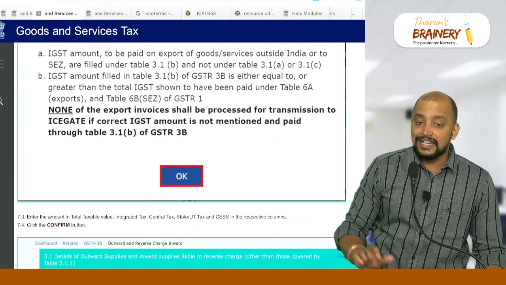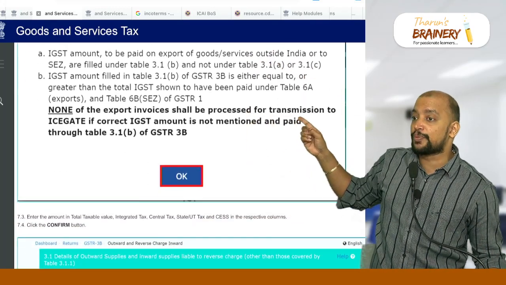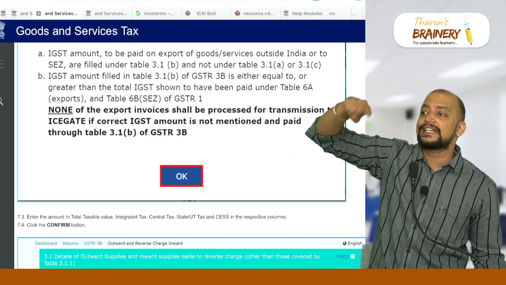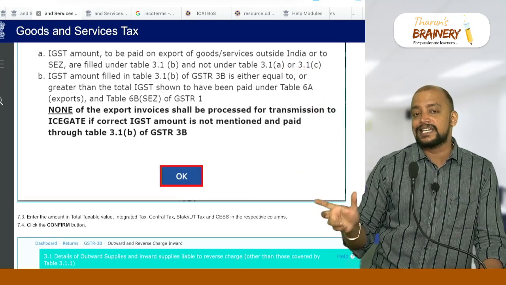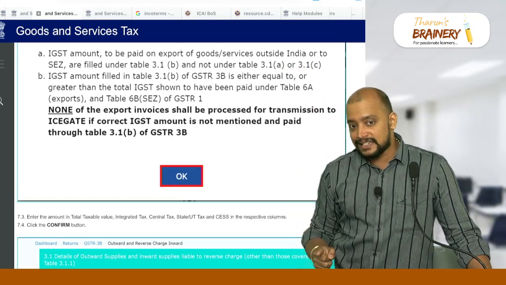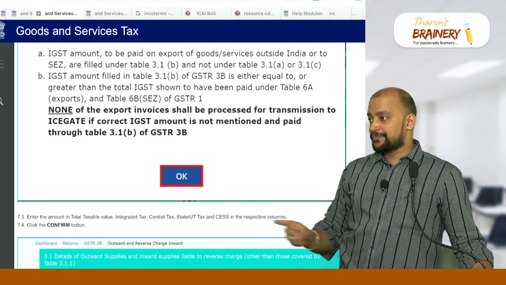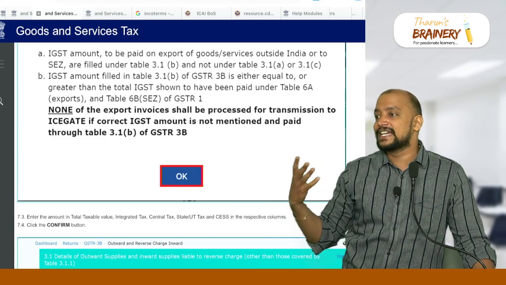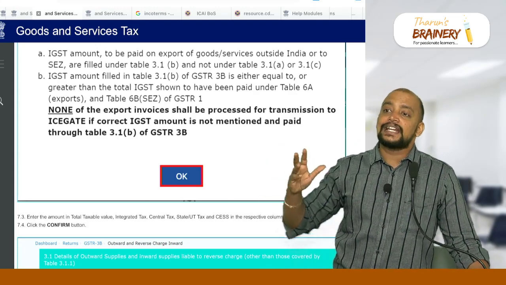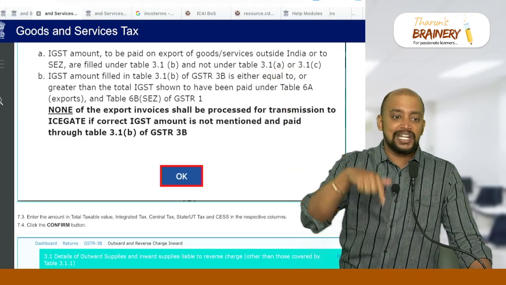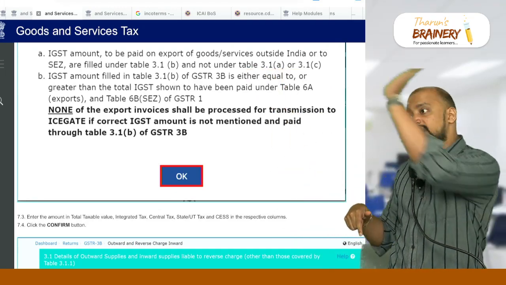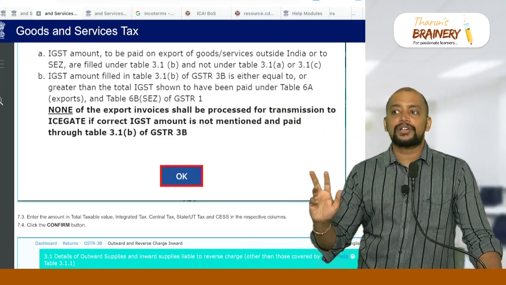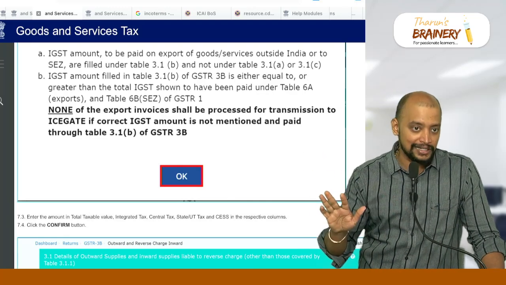See this, none of the export invoices shall be processed for transmission to ICEGATE. Because ICEGATE is the customs common portal. The full form of ICEGATE is Indian Customs Electronic Gateway. So this ICEGATE is the customs common portal, and from the GST common portal the data will be transmitted to the customs common portal. Got it? If you are not reporting separately, then it is gone, you will not get the refund.